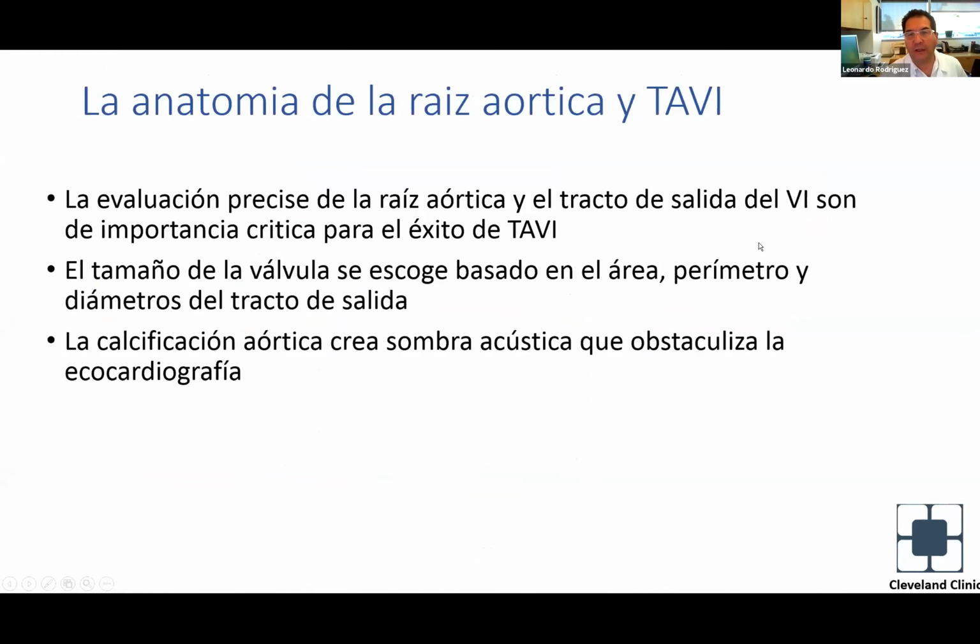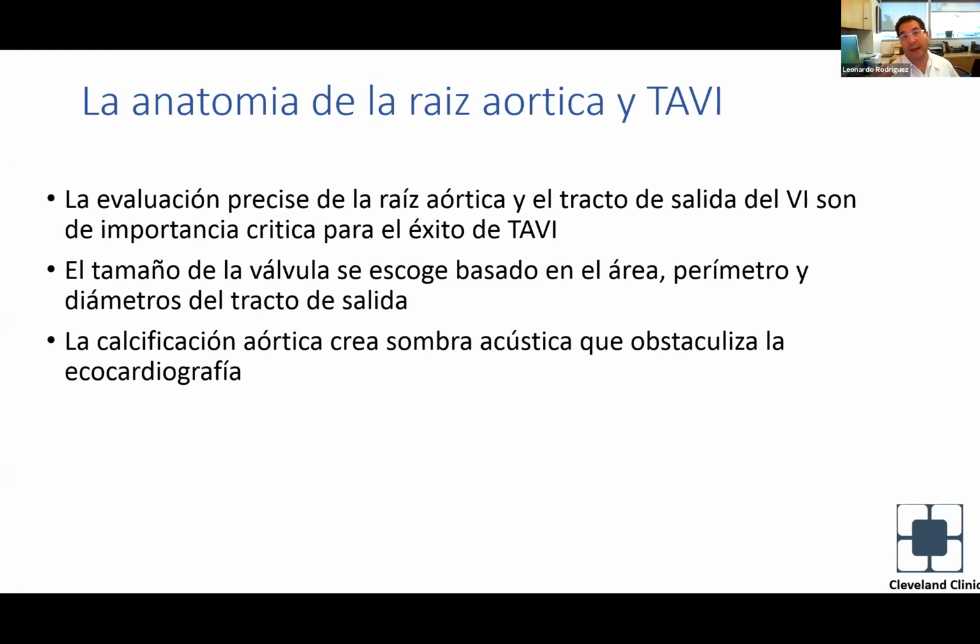La anatomía de la raíz aórtica es extremadamente importante porque recuerden que es ahí donde se va a poner el aparato, la válvula protésica, que se va a sostener del calcio y del aparato subvalvular o del área subvalvular, y por lo tanto es de gran importancia la medida precisa del tamaño.